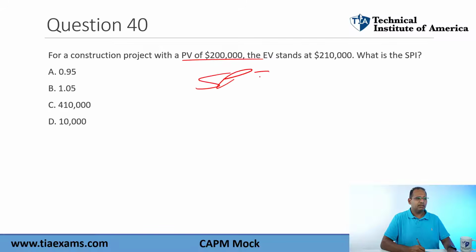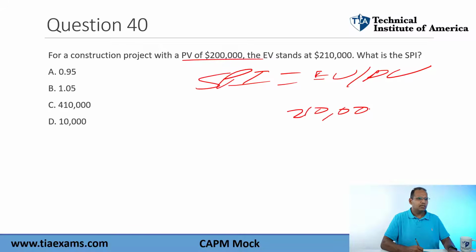For a construction project, we got PV 200,000, EV at 210,000. What is the SPI? We did an SPI one before, so let's do one more. Here we go. SPI is equal to EV divided by PV. So in this one, we got 210 divided by 200. Hopefully you guys got this. Remember that, 200,000.